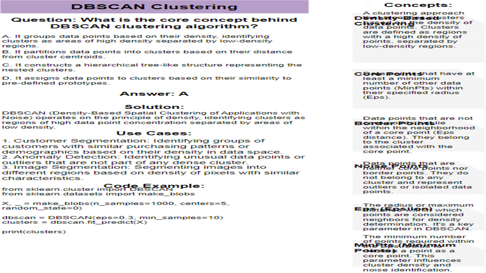Ensuring that only customer segments with a significant number of members are considered relevant. Reducing the chance of false positives in anomaly detection by requiring a higher density threshold for outlier identification. Making image segmentation more robust by requiring a higher density of pixels for identifying meaningful regions.